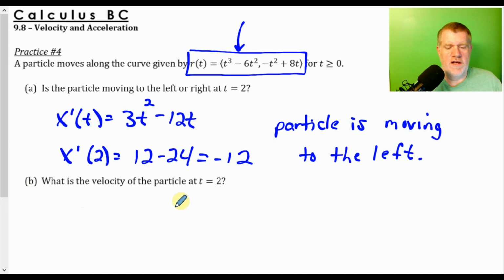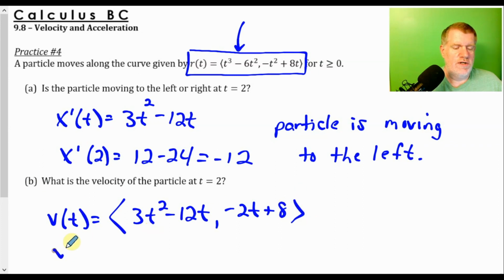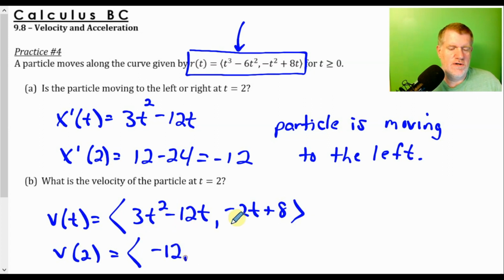Now the entire velocity, we'd have to do the entire derivative, which is no big deal. The velocity would equal 3t squared minus 12t is your x component, and your y component would be negative 2t plus 8. We'll plug in the value of 2 and end up with negative 12, 4. So there's your velocity vector at 2.